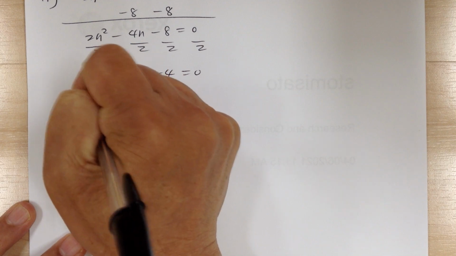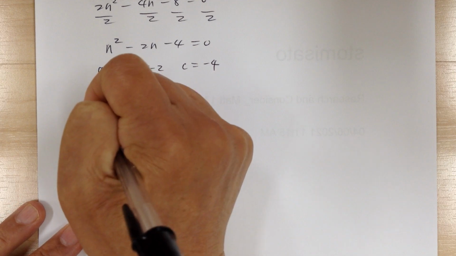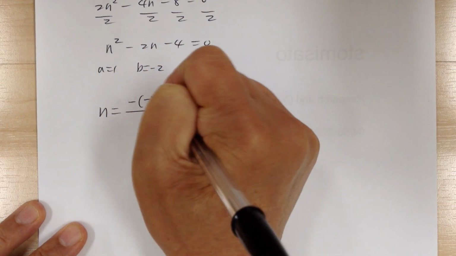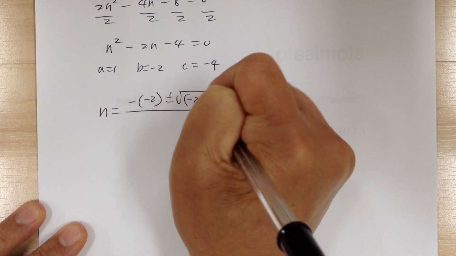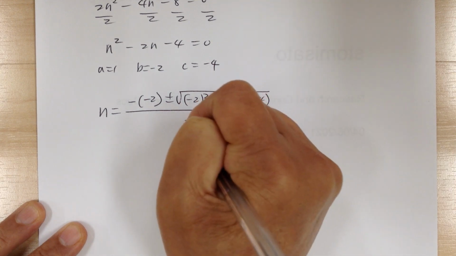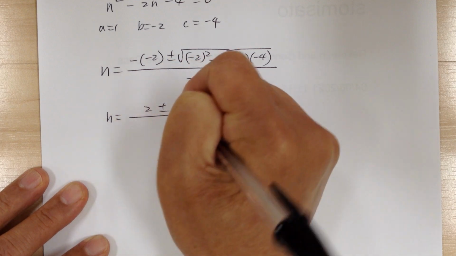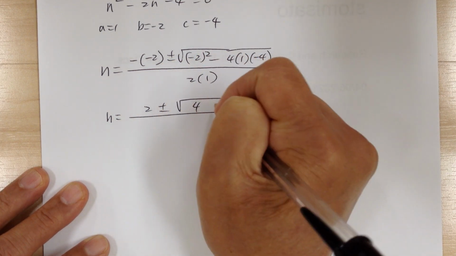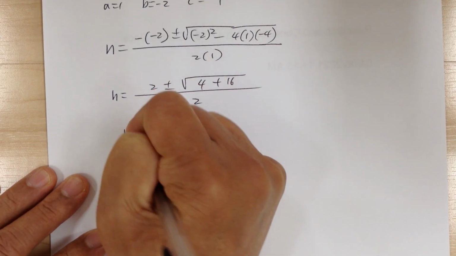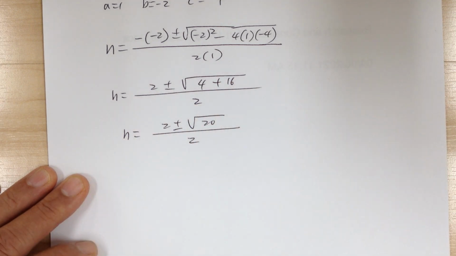So you got a equal to 1, b equal to negative 2, c equal to negative 4. Okay, so use your quadratic formula, n equal to negative b plus or minus square root of b squared minus 4ac over 2a. So n equal to 2 plus or minus square root of 4 plus 16 over 2. So n equal to 2 plus or minus square root of 20 over 2.